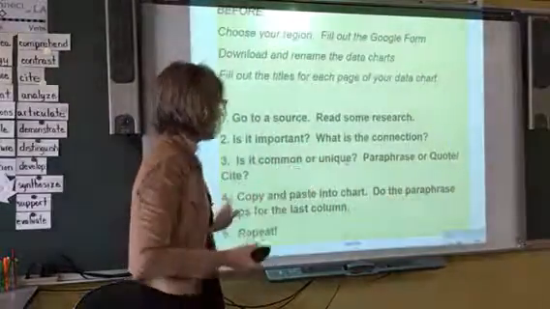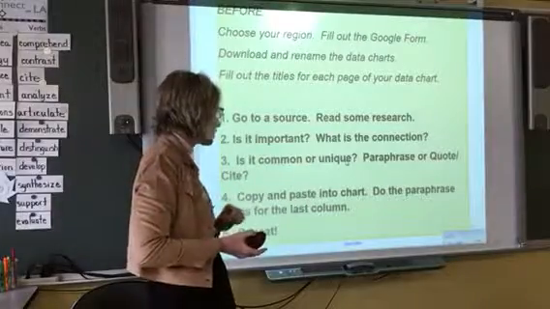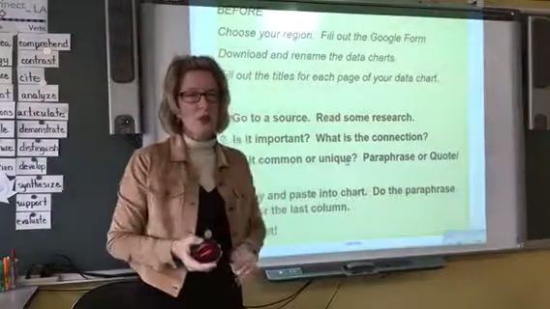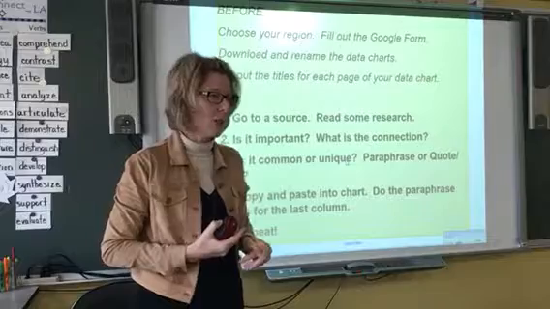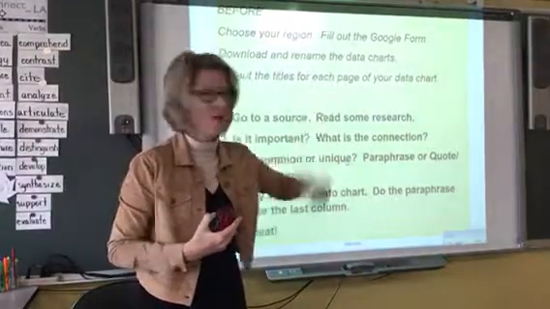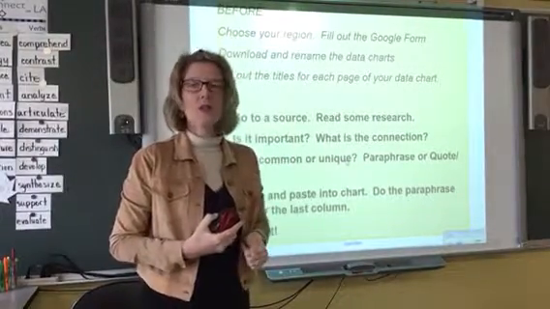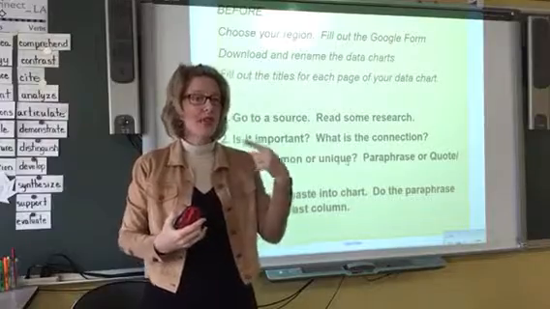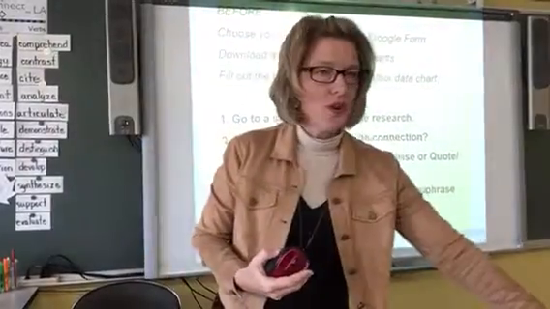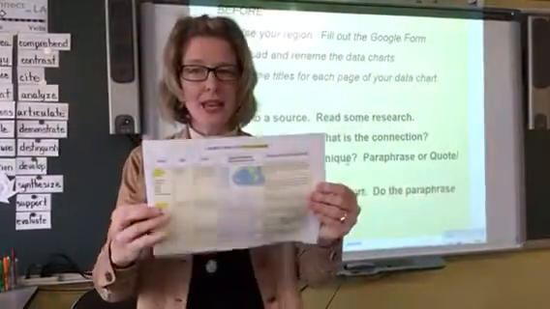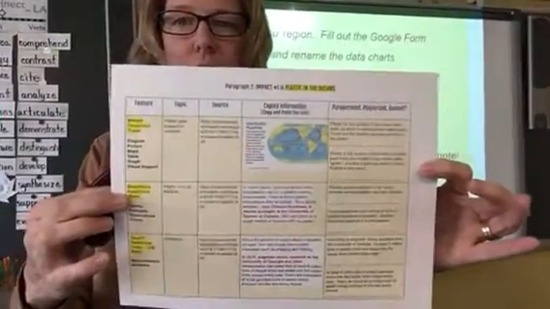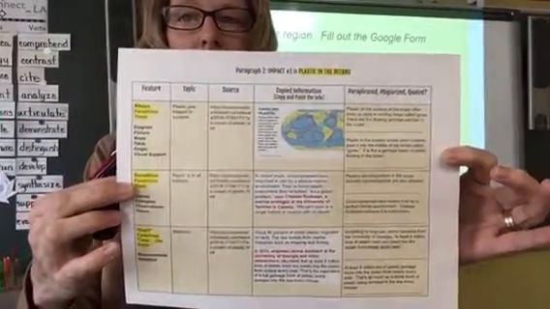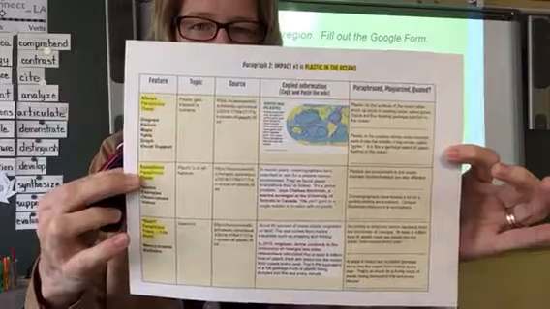That's the process. Then I will copy and paste into the chart, do the paraphrase work that I need to do in the last column of the chart, and then I'm ready to get more information. So, right now, turn to page 12 in your spiral notebooks. It should look like this, only of course I have a colored copy, and you have a black and white copy.